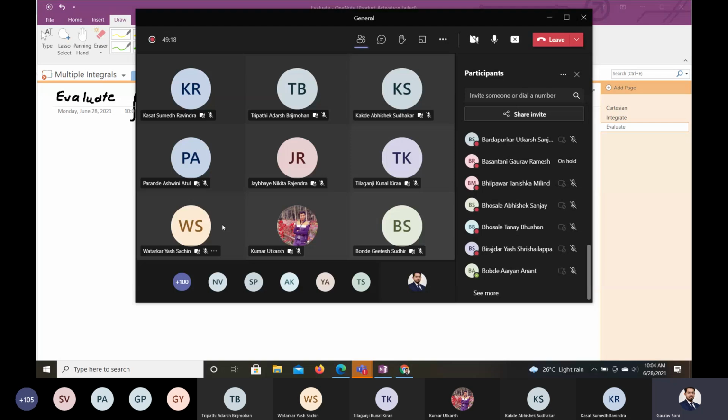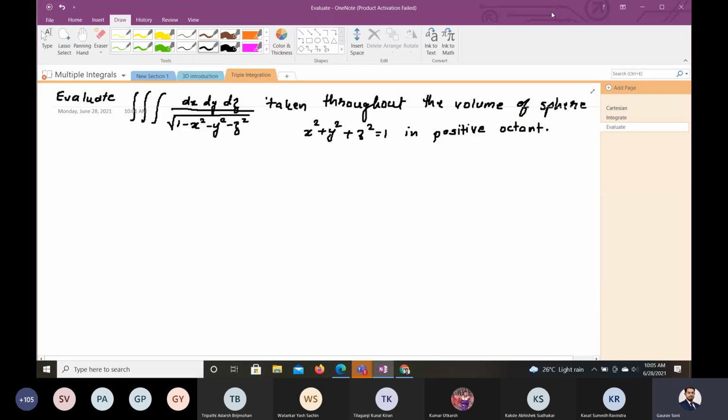So each part is called the octant, and positive octant, as Yash correctly said, is where you will have all the three variables positive. So x positive, y positive, and z positive. Here in the first octant, the positive octant will look like this. So this is the part over which we are going to evaluate the integral.